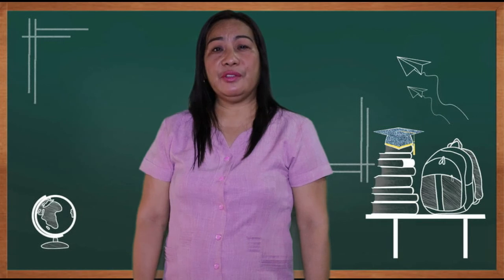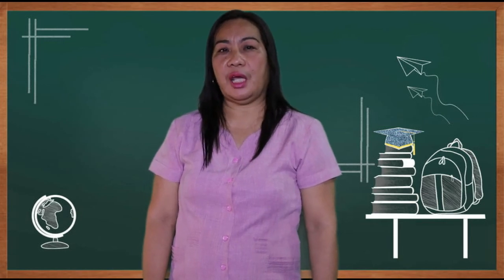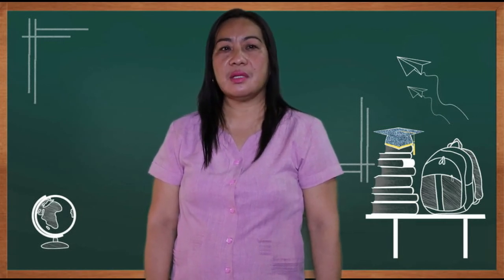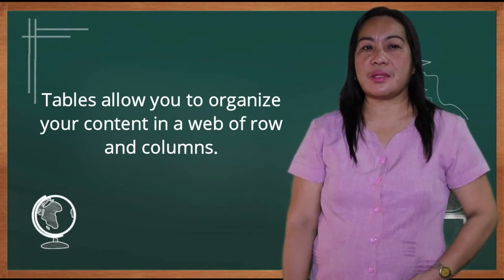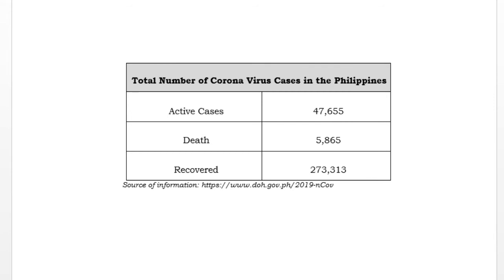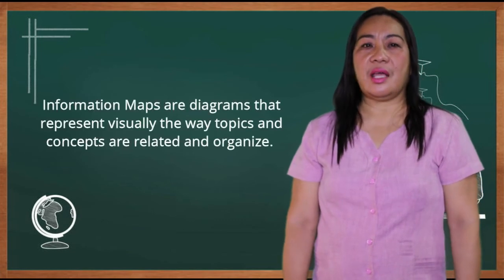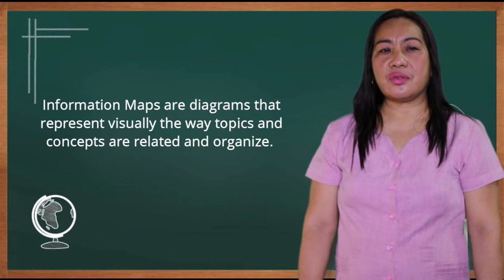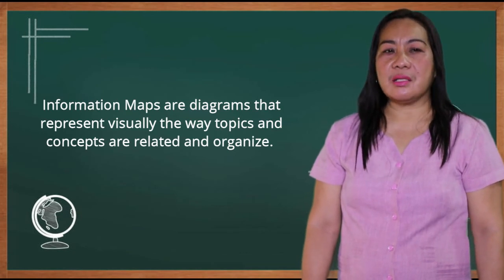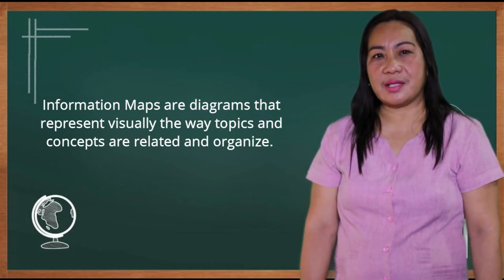The second type of visual or nonverbal communication is what we call tables. Tables are used to organize content in a web of rows and columns. In the example, it shows the number of coronavirus cases in the Philippines. The last type is information maps. They are diagrams that usually represent the way topics and concepts are related and organized.